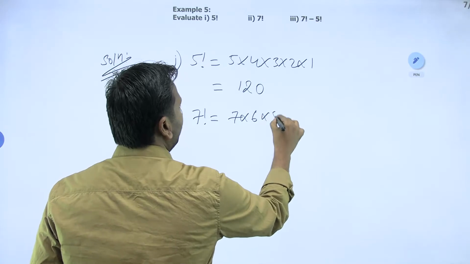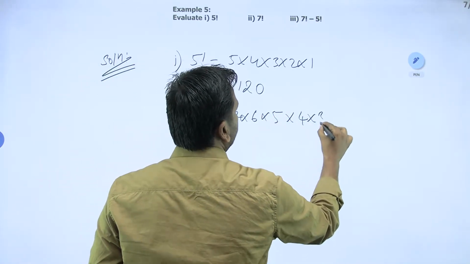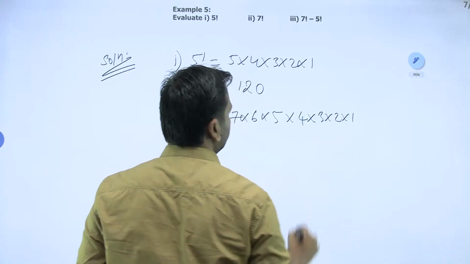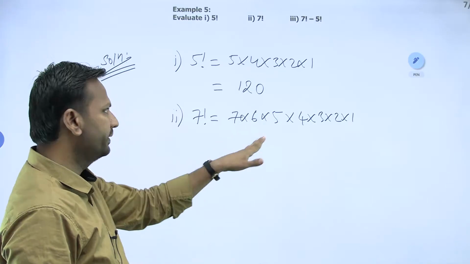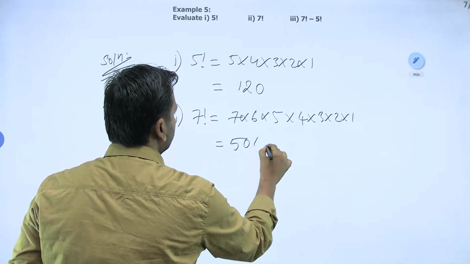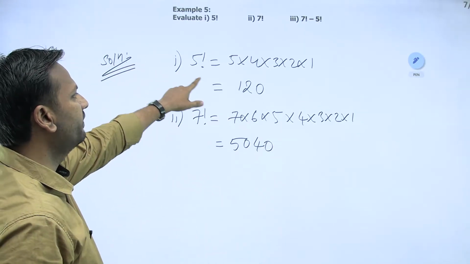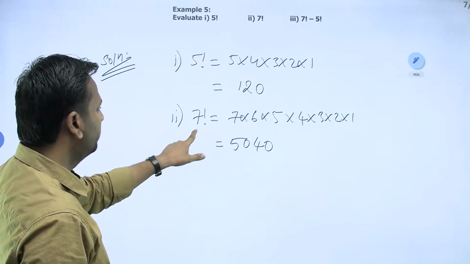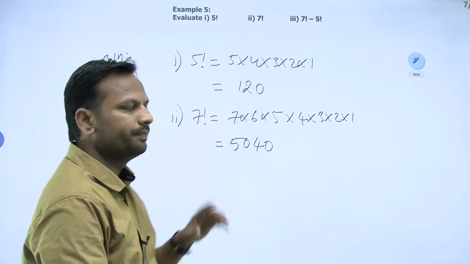How do you express 7 factorial? 7 into 6 into 5 into 4 into 3 into 2 into 1, right? 5 factorial is 120. 120 into 6 is 720. 720 into 7 is 5040. After knowing these two values, students, 5 factorial is 120 and 7 factorial is 5040, I know the values.